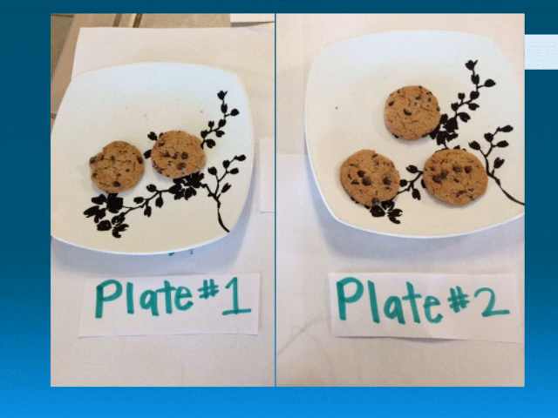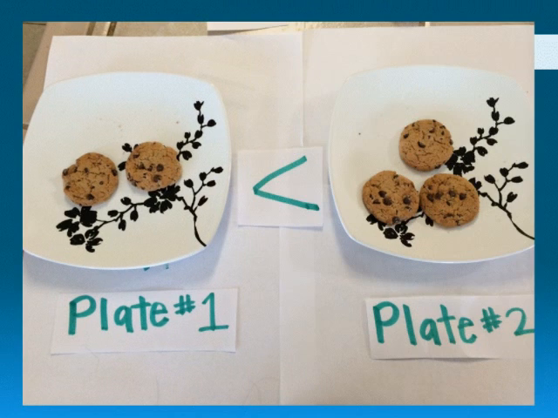to which side will the open mouth be facing? Correct. The open mouth would be facing plate number 2, the side with the greatest amount of cookies. The pointy side will be facing the plate with only 2 cookies, because 2 is less than 3.